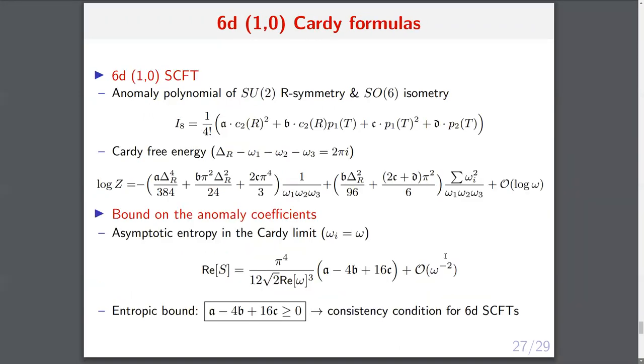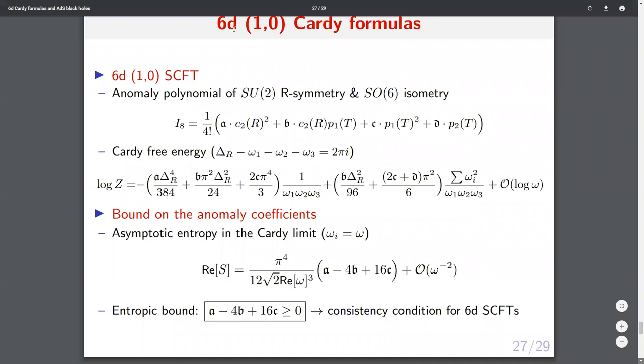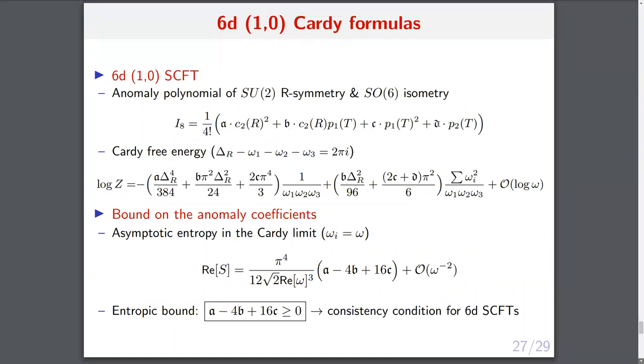Now I'll move on to our last part. Since the anomaly-based approach is quite general, we can apply it to less supersymmetric cases with (1,0) supersymmetry. In this case, it has global symmetry of SU(2)_R symmetry and the SO(6) isometry. And with those two global symmetries, we can construct the most general anomaly polynomial as follows. Here, c2 is the second Chern class, and A, B, C, and D are the coefficients which parameterize the anomaly. So the first term is the pure R-symmetry anomaly, and the second term is the mixed anomaly between the R-symmetry and gravity. And the third and fourth terms are the pure gravitational anomaly.